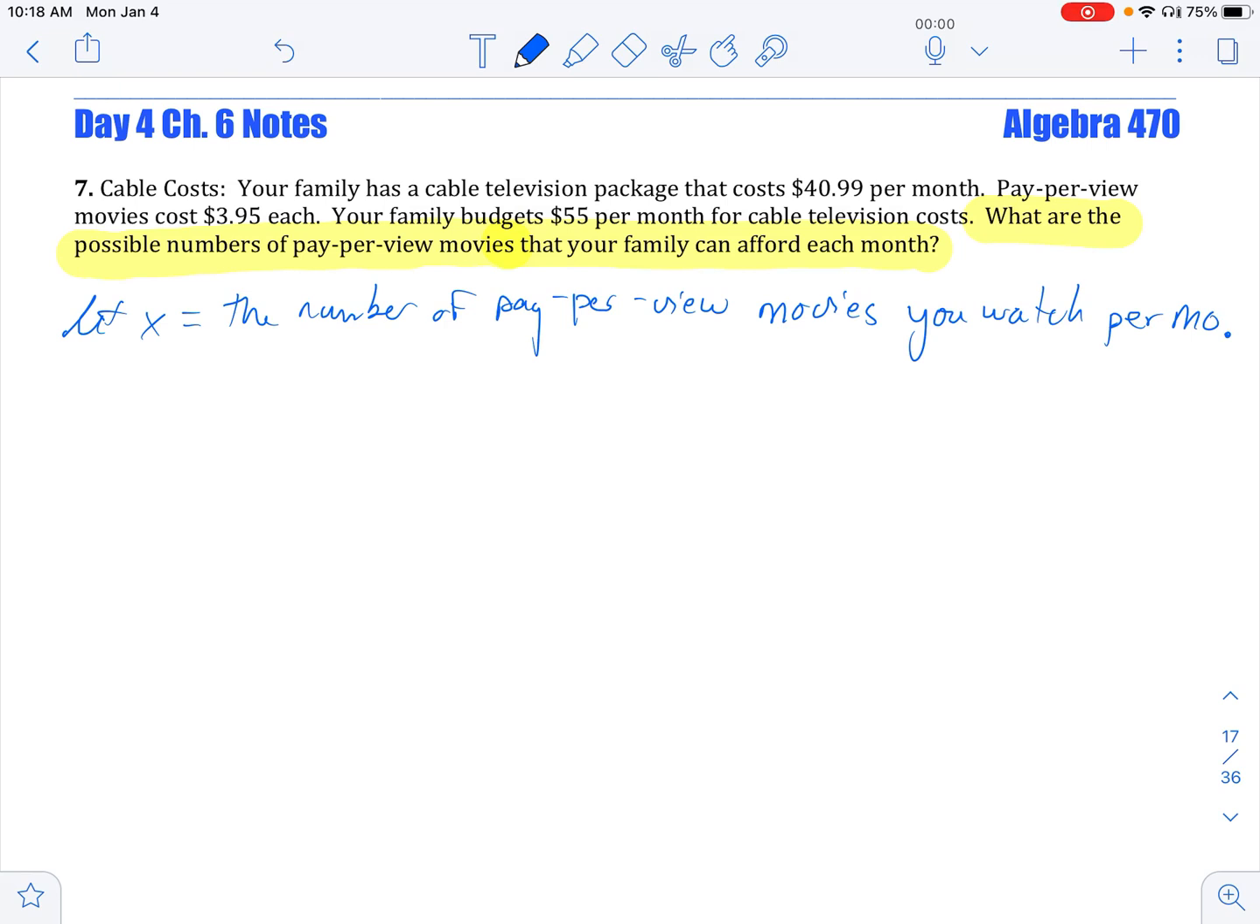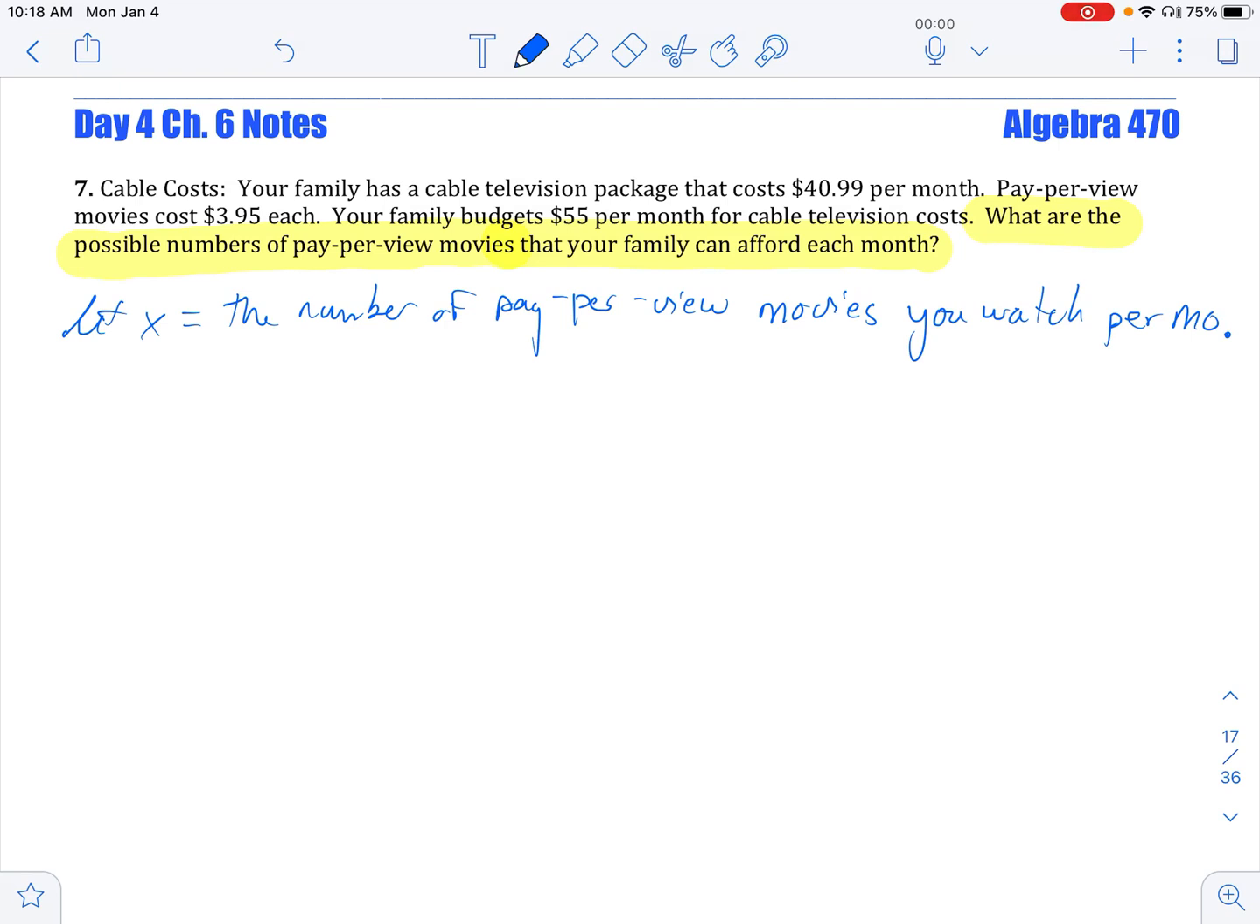Well, I've already done some highlighting on this for us, and I highlighted the question in yellow. And that question is, what are the possible numbers of pay-per-view movies your family can afford each month? So the thing that we're trying to find here is the number of pay-per-view movies you can watch per, and I put MO period, that's an abbreviation for month, but it's the number of movies that you can watch per month. So what we have to do here is look at the information they gave us.